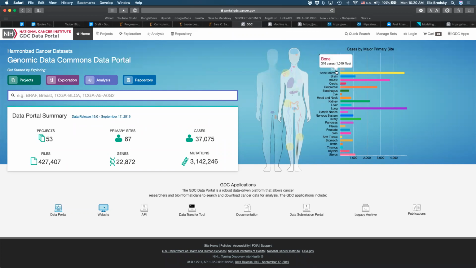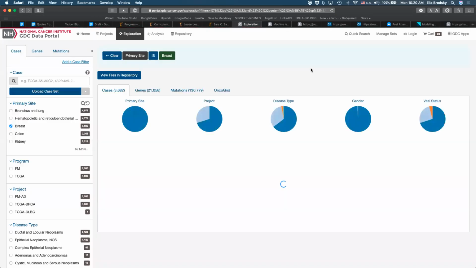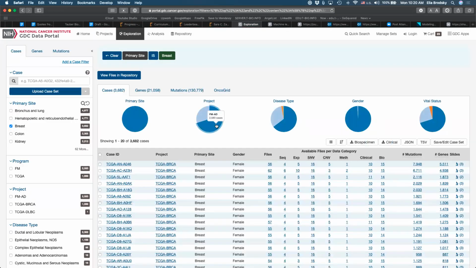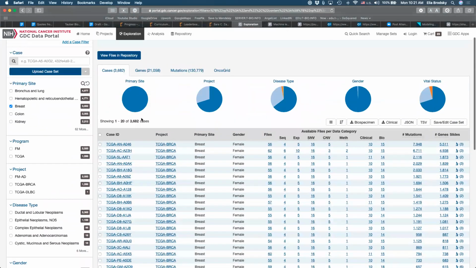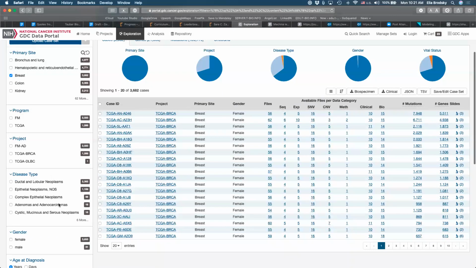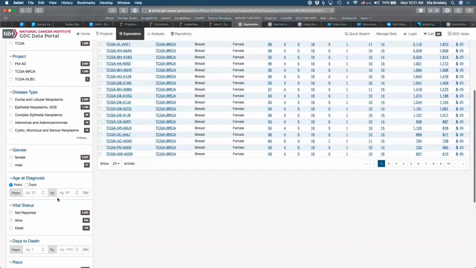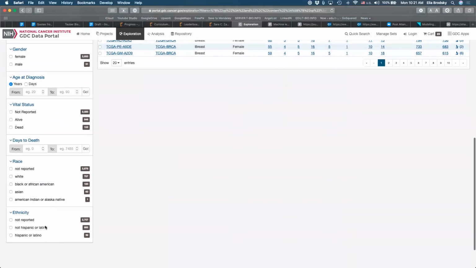So for example, if I'm interested in breast cancer, I can click here and start exploring the different types of projects. The different primary site is all breast, right? Then I have 2 projects. I have multiple disease types, genders, vital status, like dead or alive, things like that. And so now I can see how many I actually have. I have 3,682 cases.